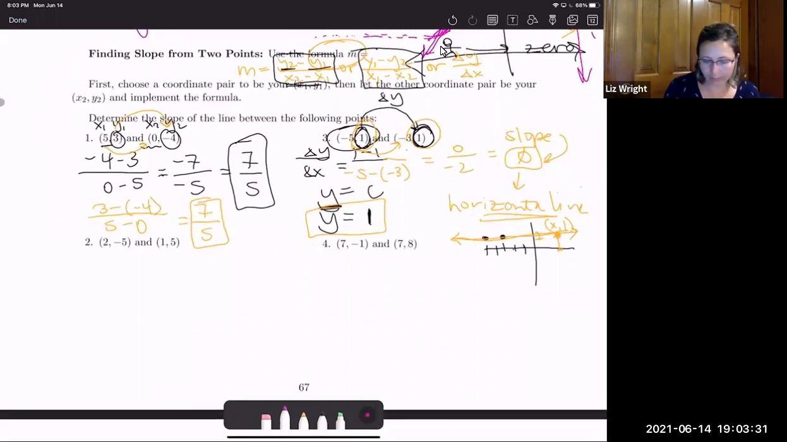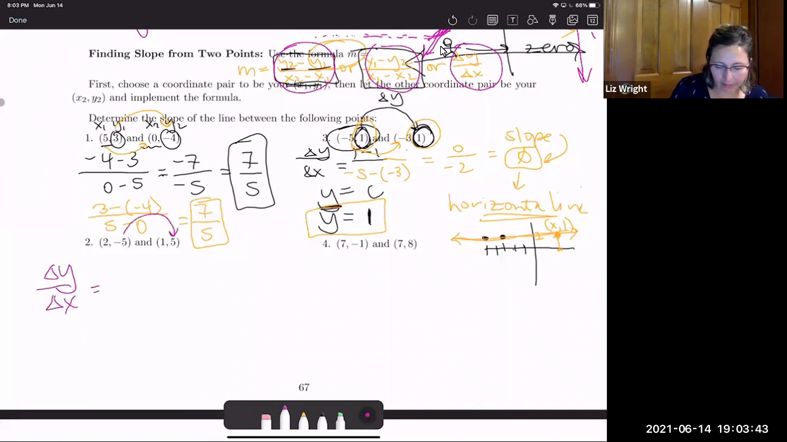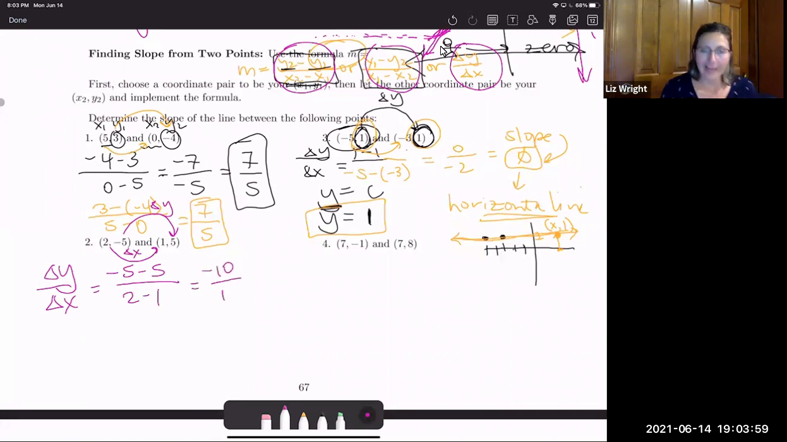Use whatever formula you want. You can use this one, you can use this one, you can use this one. So I tend to use the change in my Y over my change in my X's. It's faster to write. I'm going to do -5 minus 5. This is my change in my Y's. So -5 minus 5 all over 2 minus 1. This is my change in my X's. 2 minus 1. So I'm going to get -10 over 1. And -10 over 1 is just -10. And so there's my slope. So this is your slope.